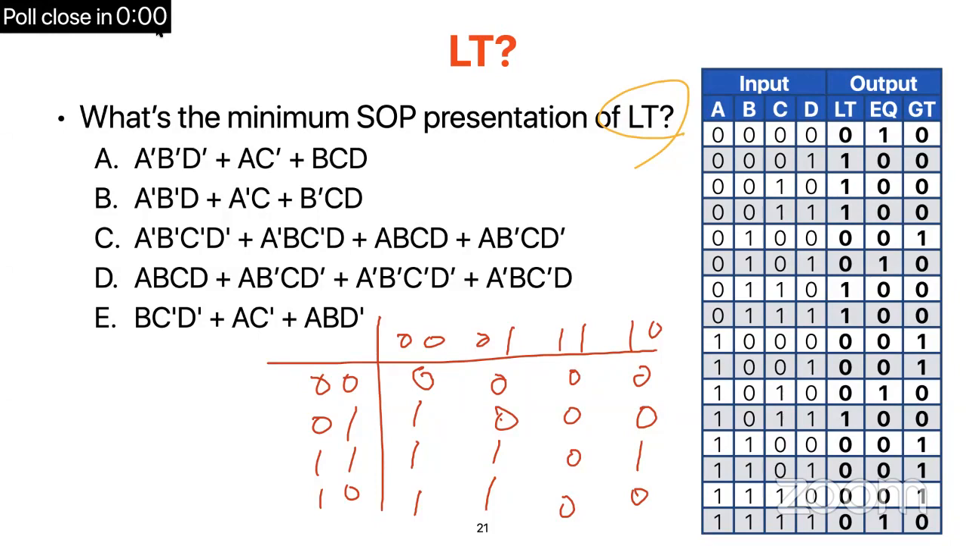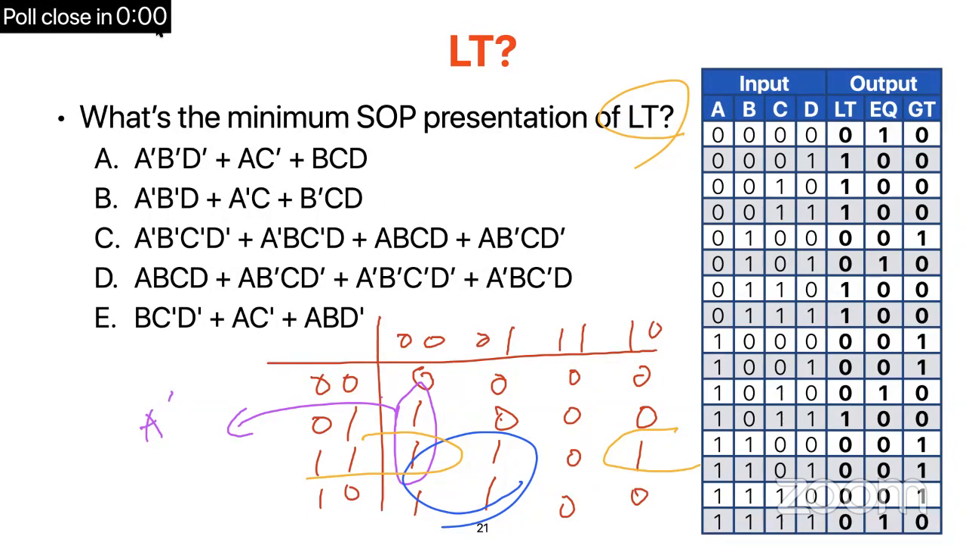So what are the groups that you found? I grouped 0001 and 0011 into a group. So you think they are the same group? Yes, and I grouped the bottom 4 into a group. And I also grouped 1011 and 0011 into a group. Okay, so for this part, it's actually A prime, B prime, D, right? Yes.